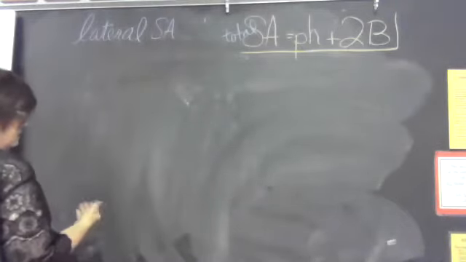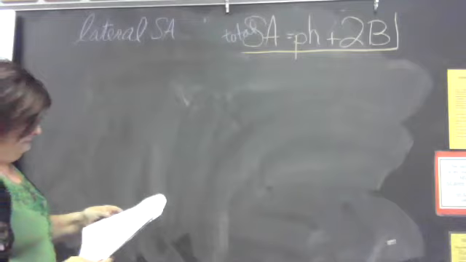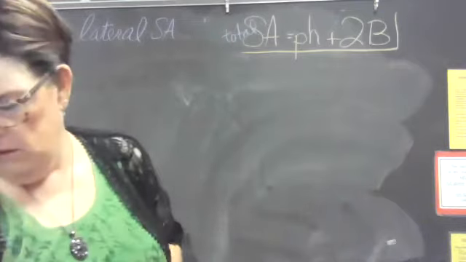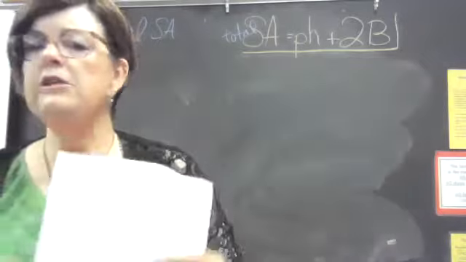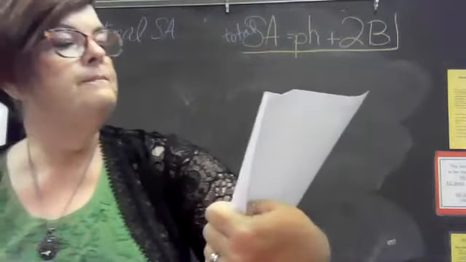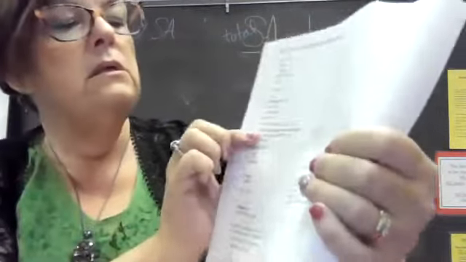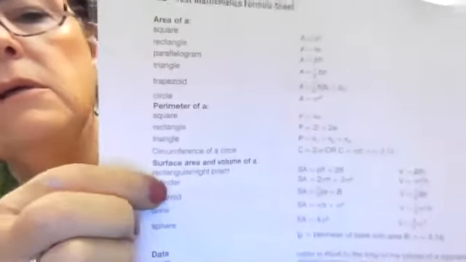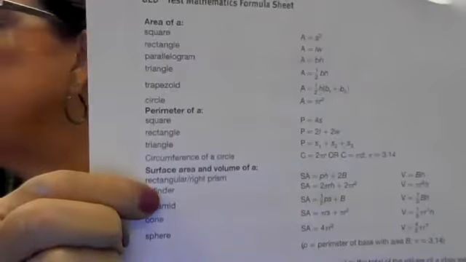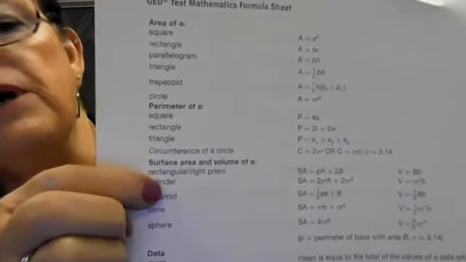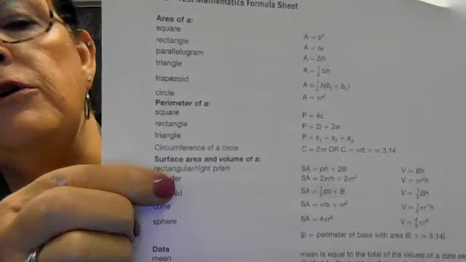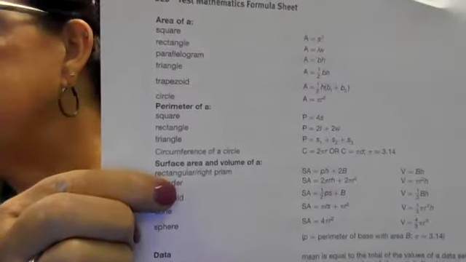Triangular prisms, it says sheet 1. We're going to find... Okay, for a triangular prism, look on your formula sheet. This is a little bit misleading, but right here on your formula sheet, it's right in the middle, y'all, where it says surface area, and then directly underneath it says rectangular / right prism.